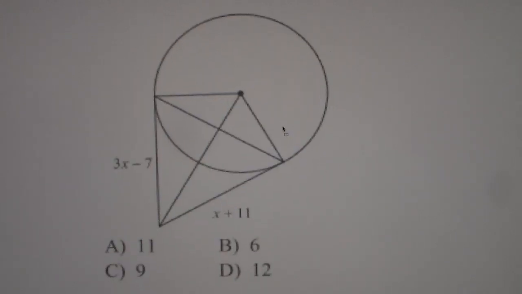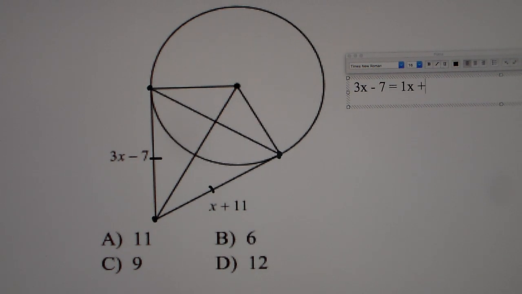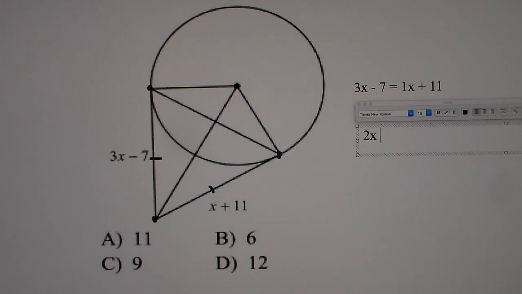Alright, looking at this one, it's going to be the same process. These two tangent lines are equal to each other because they intersect both the circle and each other. So we got 3x minus 7 is equal to 1x plus 11. We do our inverse operations. We subtract 1x from both sides, and we add 7 to both sides. So we get 2x equals 18. Divide both sides by 2 and you get x equals 9.